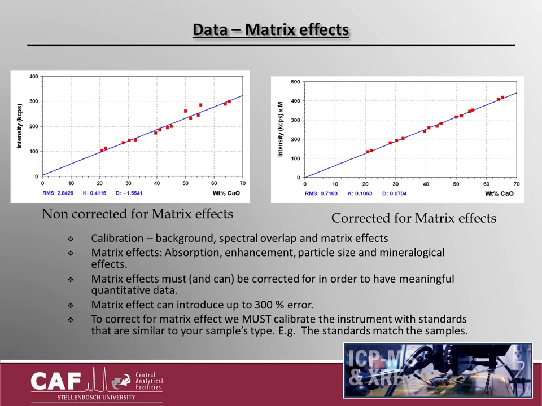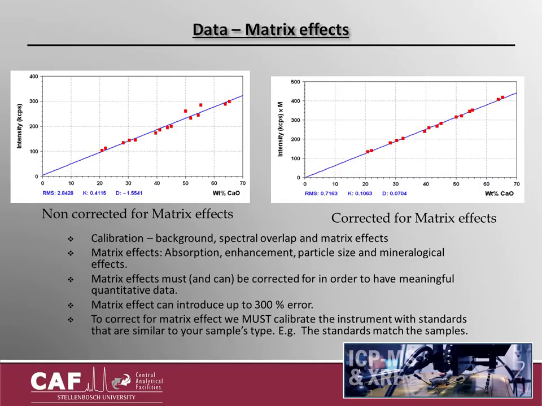These matrix effects can cause the increase of excitation on characteristic lines or reduce the excitation, with both scenarios leading to the incorrect representation of the analyte's line spectra. Matrix effects can introduce up to 300% error to the quantitative data, so it is essential that it must be corrected for.